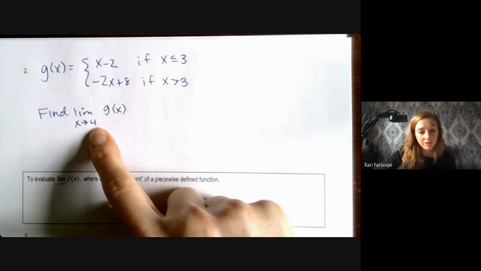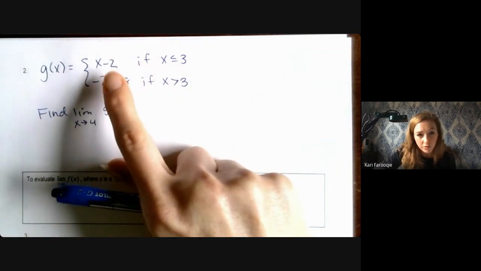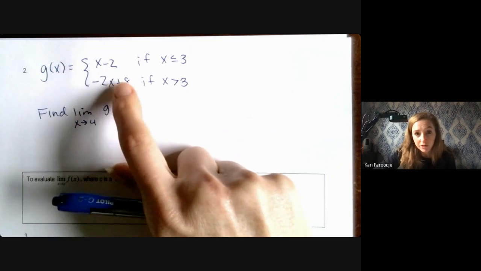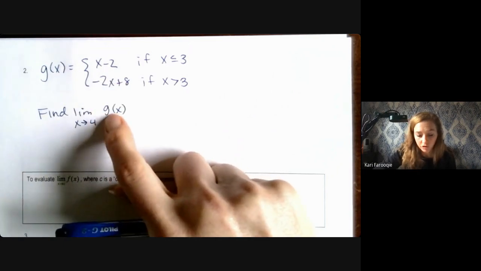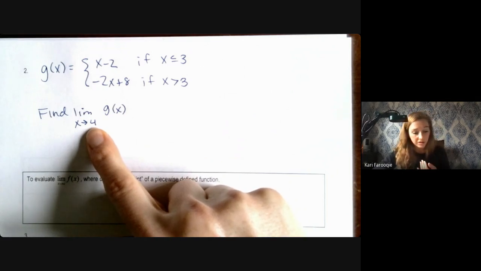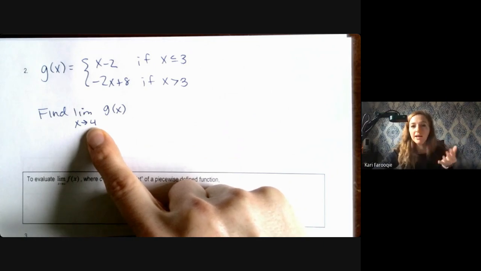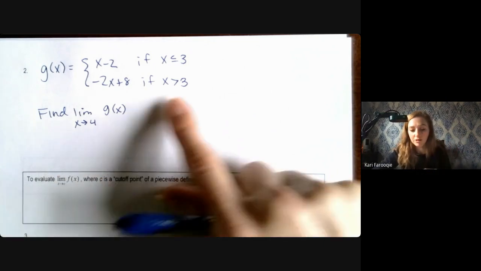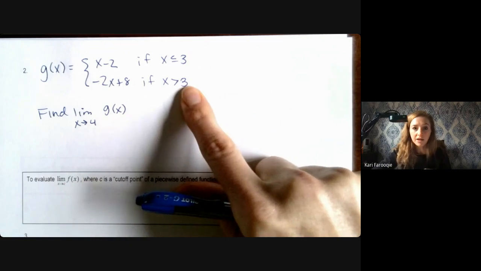So all you need to do is use direct substitution and figure out which one of these definitions is going to match your situation. As x approaches 4, that means you're looking at values that approach 4 on both sides. So you're looking at like 3.9, 3.99. All of those values are greater than 3. And then, of course, 4.001, 4.01. All of that will follow this definition.